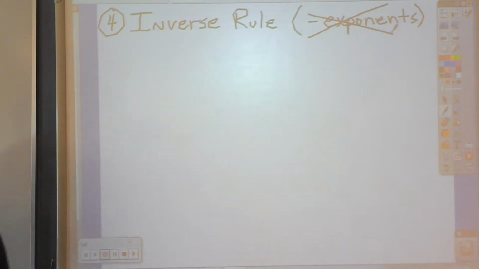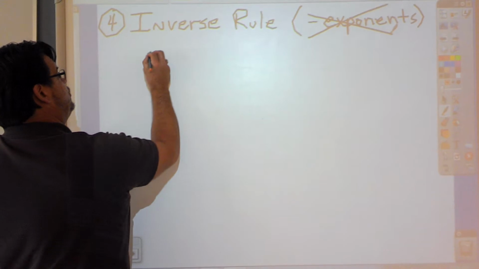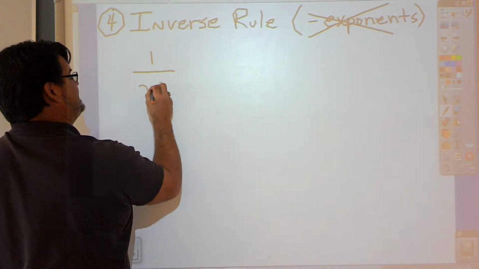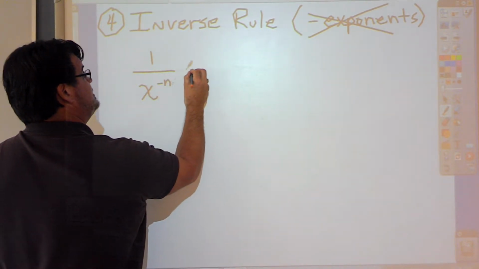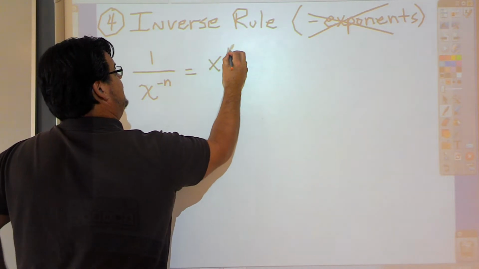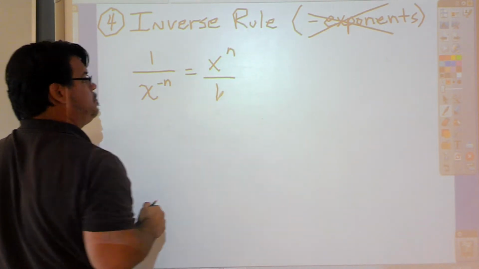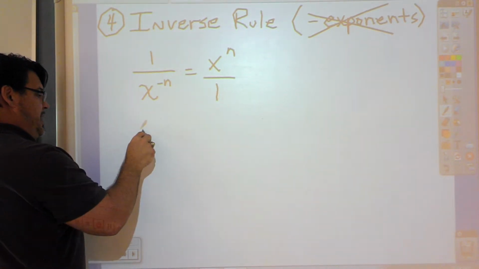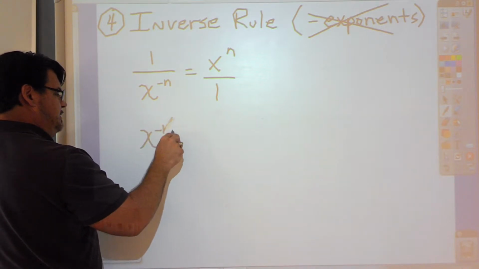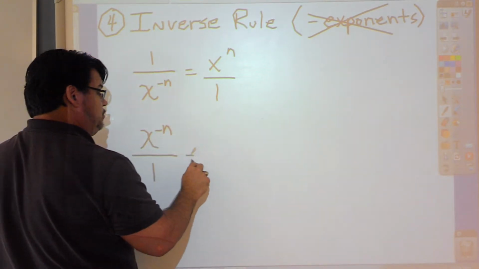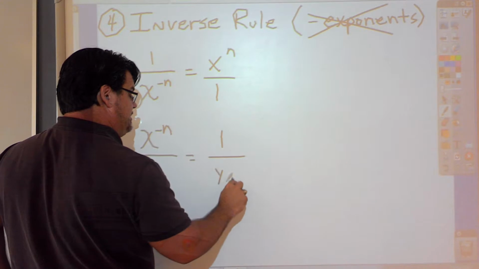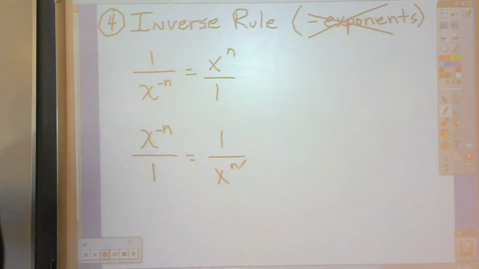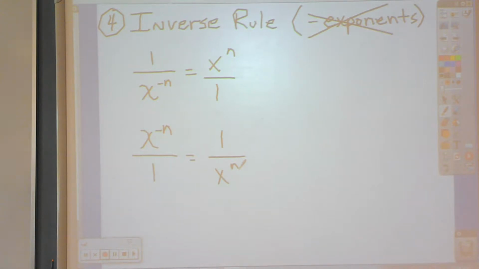So, the rule is 1 over x to the negative n is equal to x to the n over 1. And x to the negative n over 1 is equal to 1 over x to the n. So if you want to make a negative exponent positive, what do you do? You flip it.